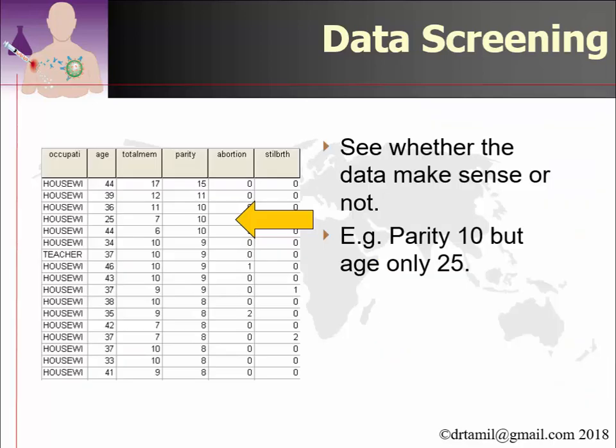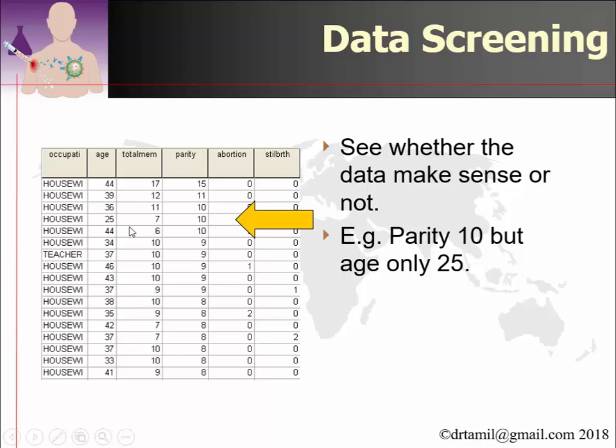So if we do checking, we can see whether the data makes sense or not. Surprisingly, the data for the parity of 15 shows that it is true, it's correct. The patient is already 44 years old, but she has been giving birth since the day she got married. Every year one, so that's why she has 15 children already. Of course, there are issues here.